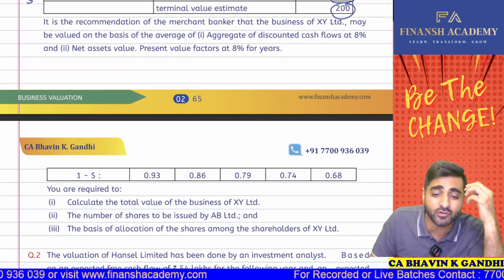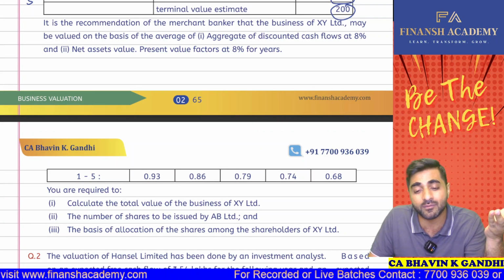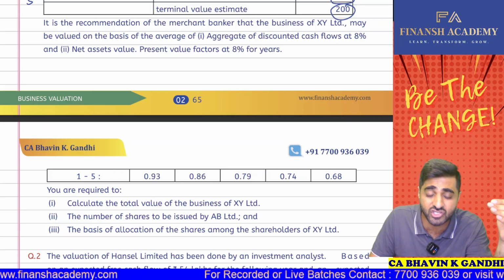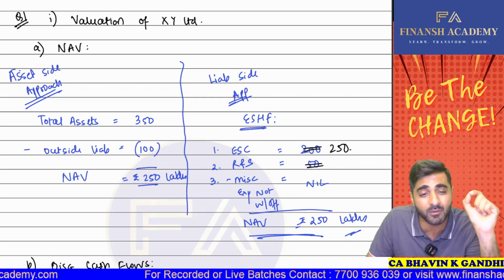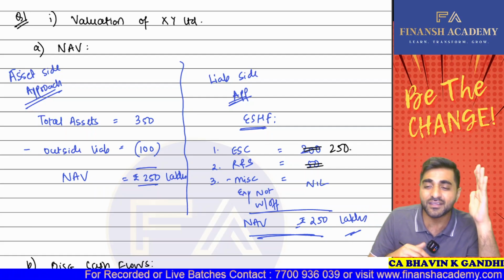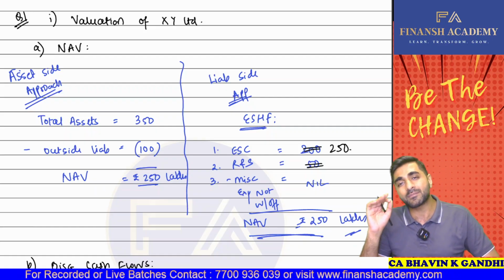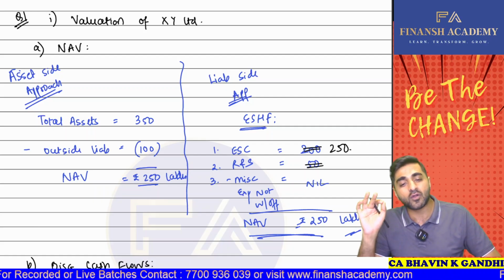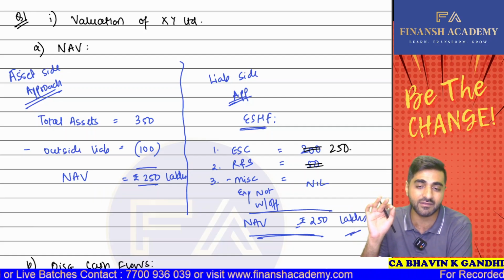So we are required to calculate the total value of the business of XY, the number of shares to be issued by AB Limited, and the basis of allocation of the shares. So how should we approach the question? First of all, my dear students, whenever we talk about net asset value, as I told you, there are two approaches: the first is the asset side approach, the second is the liability side. In the asset side approach, from the total assets we subtract the outsiders' liability, and we get NAV.